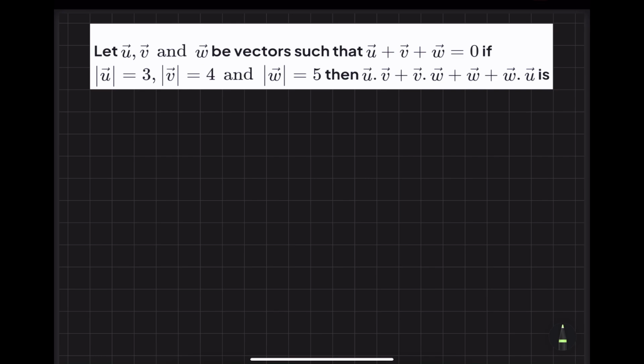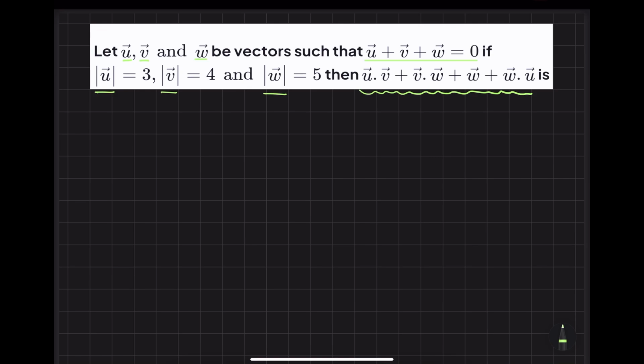So, we got a wholesome new problem which says: let u vector, v vector, and w vector be vectors such that u plus v plus w equals 0. The magnitude of u vector is given, the magnitude of v vector is given, and the magnitude of w vector is given, and we need to find out this expression. Okay, so it is the sum taken two at a time.